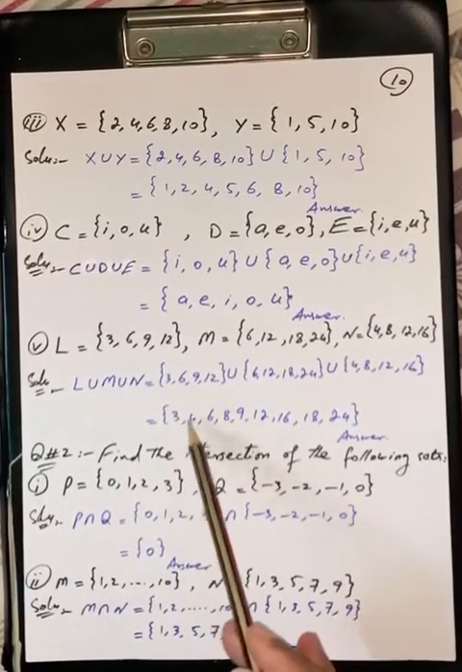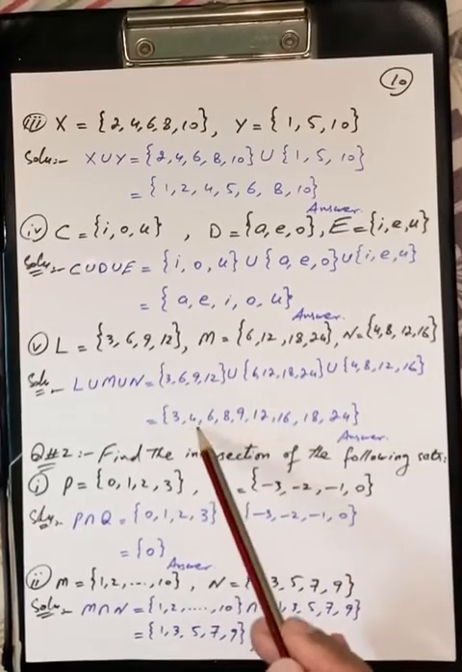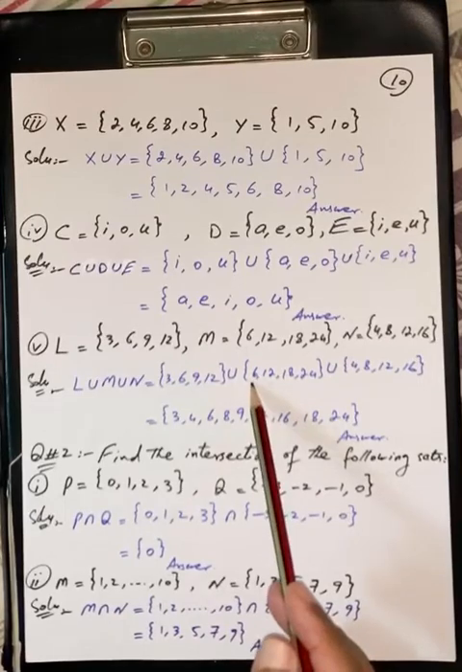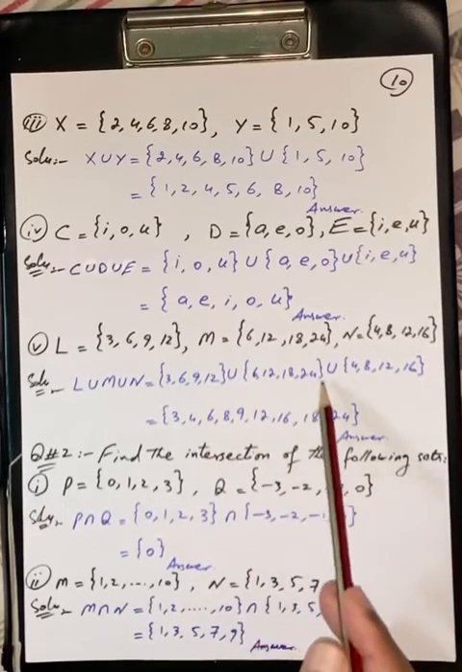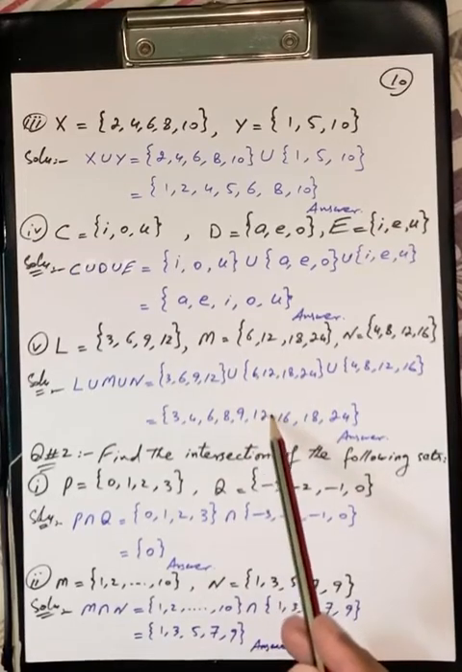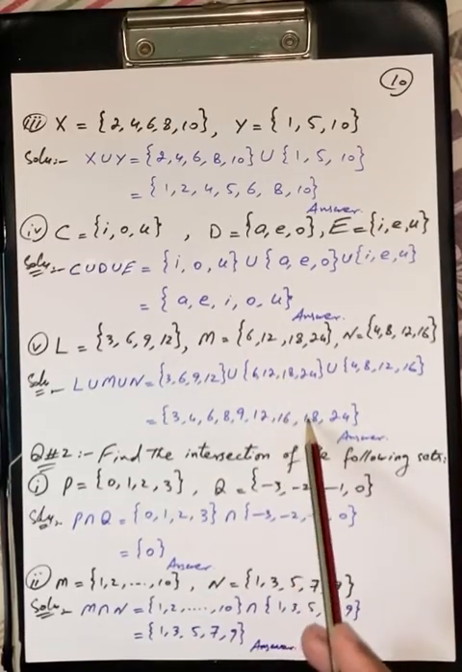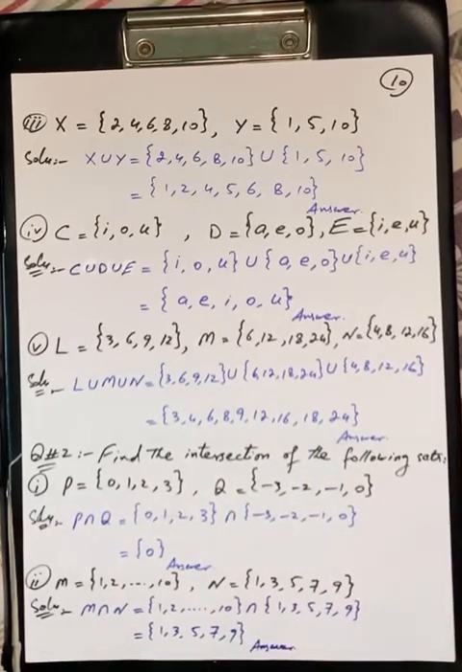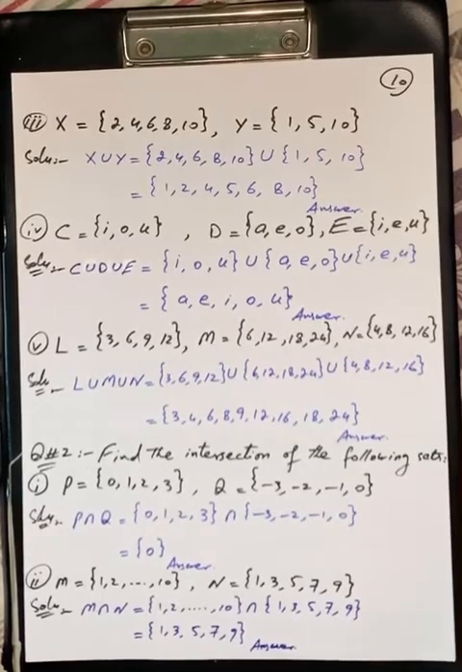So 3, then 4, 5 is nothing. Okay, not there. Then 6 here, 6 here as well. 6, 8, 9, 12, 18, and then 24. This is the answer of part number 5. This is the end of question number 1. Now we go with question number 2.